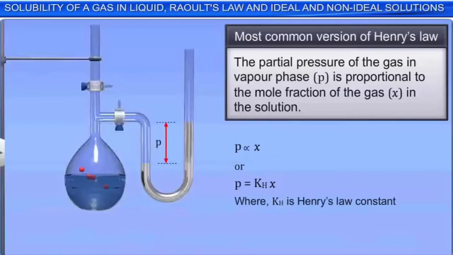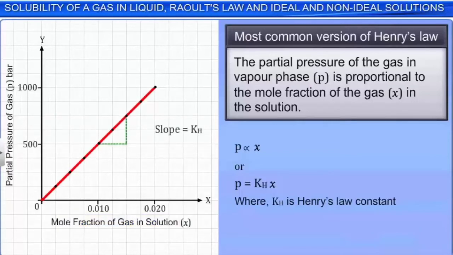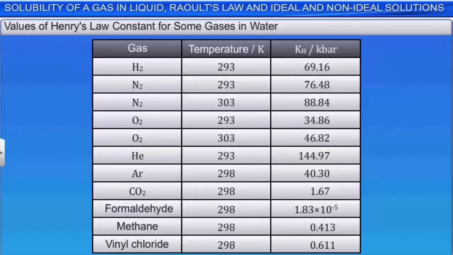Further, if you plot a graph between P, the partial pressure of a gas in vapor phase, and X, the mole fraction of the gas in a solution, then you will get a straight line passing through the origin with its slope equal to KH. The graph also shows that as P increases, X, the mole fraction of the gas in a solution, also increases. The Henry's law constant, KH, for some common gases and water as the solvent are given in the table here.